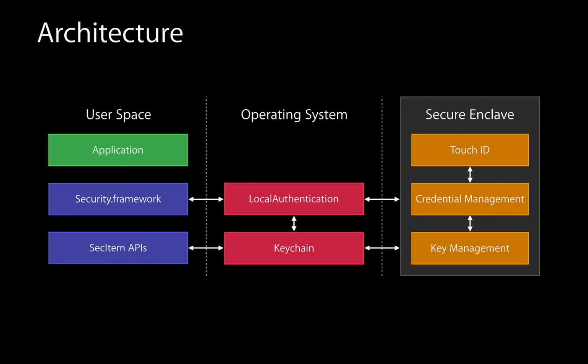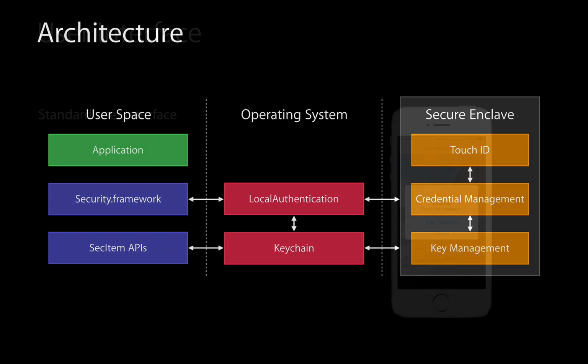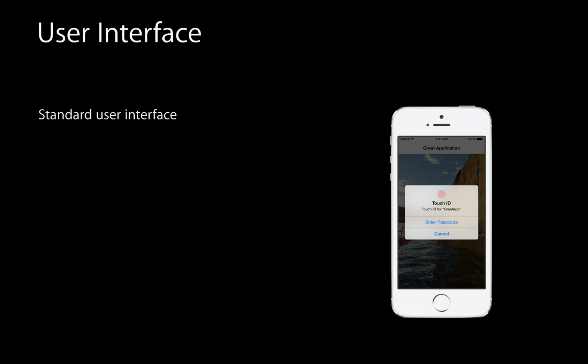I was mentioning user interface here, and that it's the task of local authentication. So let's have a look at the user interface. We have a new standard user interface for Touch ID authentication, and we have also a new standard user interface for device passcode entry. And the dialog is relatively simple. It contains just the name of your application, which is provided by the operating system, and 2 buttons, which allow you to cancel this operation or to use the fallback mechanism using passcode.